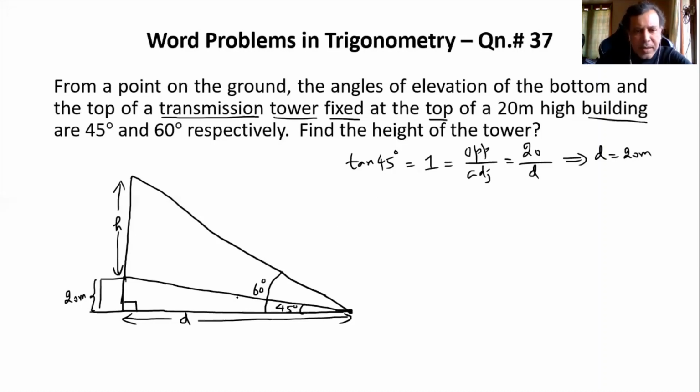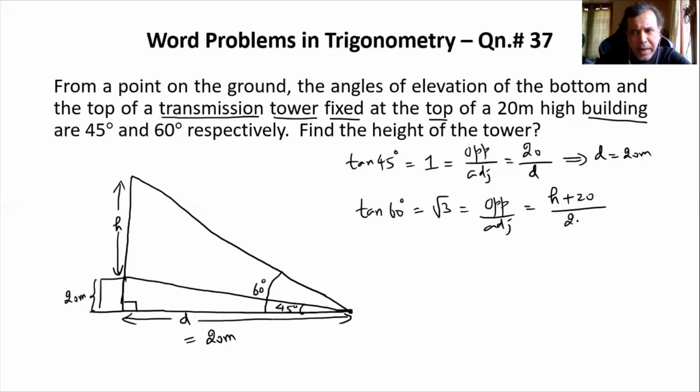Then this is known now to be 20 meters, the d value. Next, let us proceed with tan 60 degrees. What is tan 60 degrees? It is root 3. Again, tan will be opposite by adjacent. What is opposite for 60 degrees? It is the height of the transmission tower plus the building height together. That means it is h plus 20, divided by adjacent. Adjacent is nothing but our d that we already found. It is 20. So let me write that.